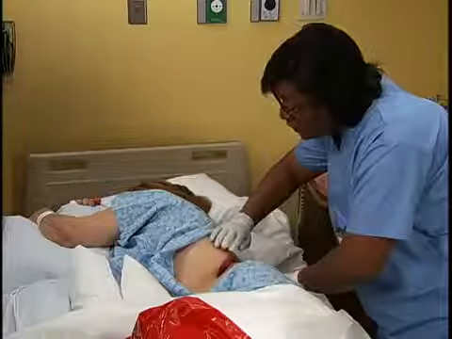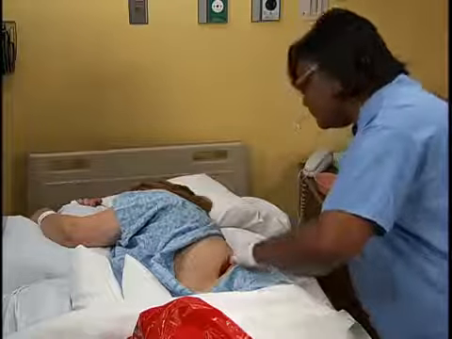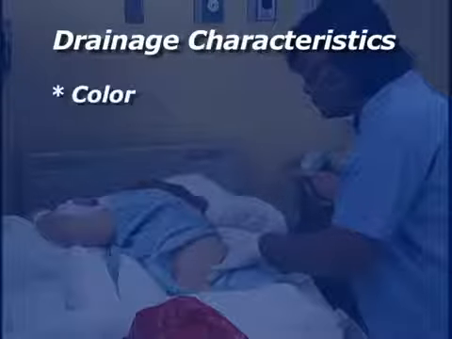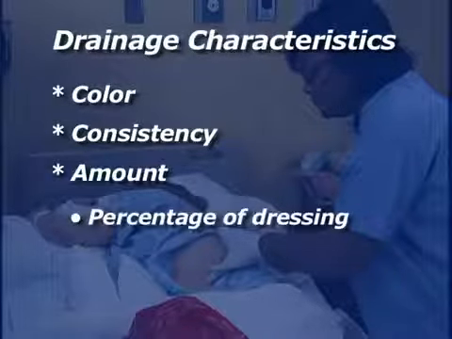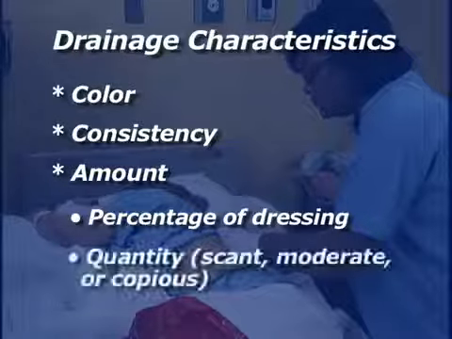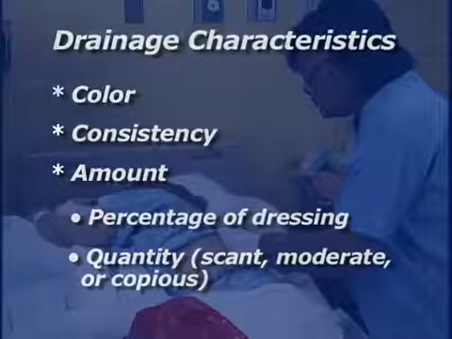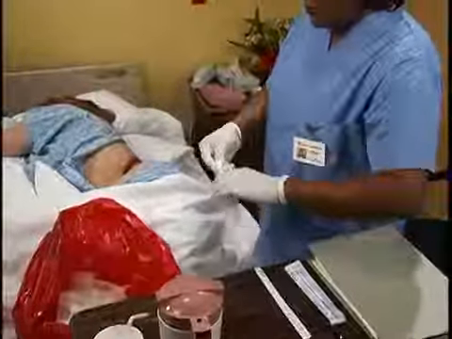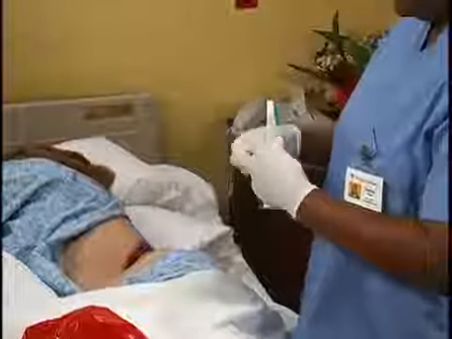Then palpate the wound edges. Note areas of localized tenderness or drainage. If you detect any drainage, note its color, consistency, and amount, which can be expressed as the percentage of the dressing saturated or the quantity of drainage, such as scant, moderate, or copious. If indicated, collect a specimen of the drainage, as shown in the video skill, Collecting a Specimen for Wound Culture.